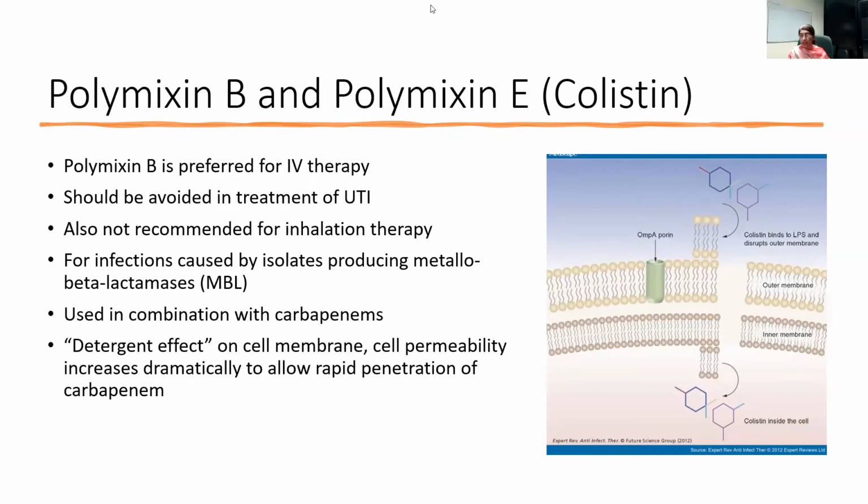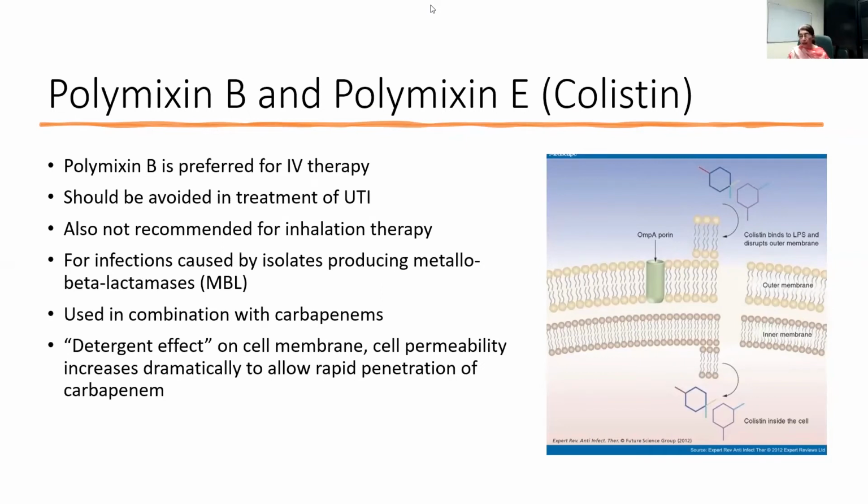So polymyxin B is preferred for IV therapy for bacteremias with carbapenem-resistant organisms, but polymyxin B is not available here, and we only have polymyxin E by the name of colistin. Polymyxin B should be avoided in the treatment of UTI because it is not cleared by the kidneys, and also it is not recommended for inhalation therapy. So polymyxin E or colistin should be used for UTI and when it has to be used as inhalation therapy.